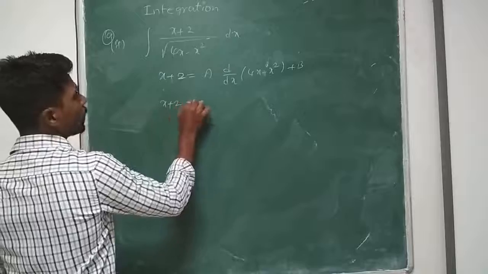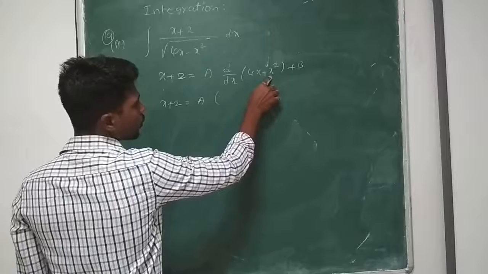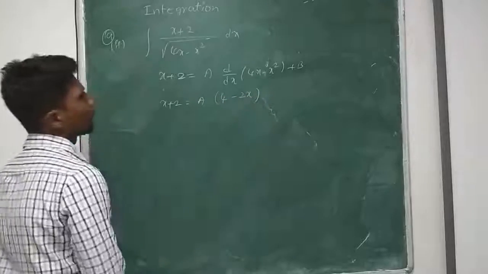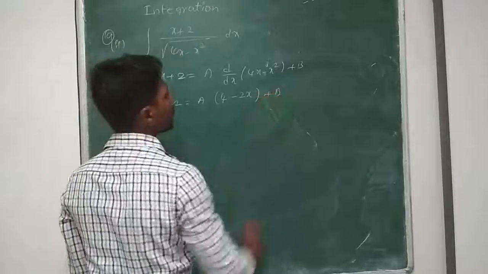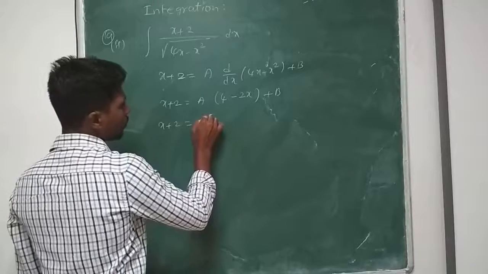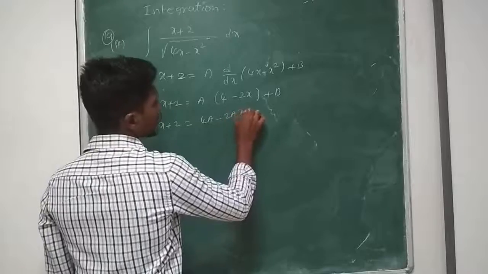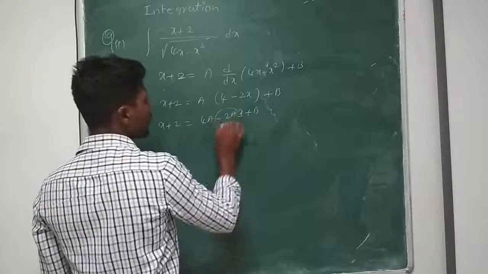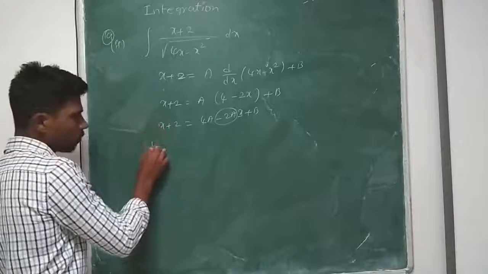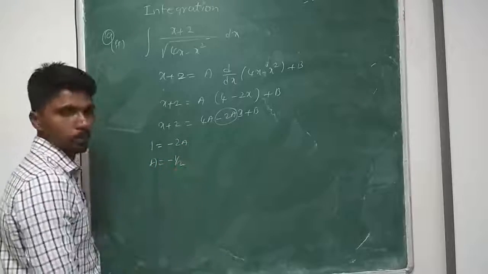Now x plus 2 is equal to a into d by dx of (4x minus x square), plus b. d by dx of 4x minus x square is 4 minus 2x. So x plus 2 is equal to a into (4 minus 2x) plus b, which is 4a minus 2a x plus b. So the x coefficient is minus 2a, which is equal to the x coefficient. Here 1 is equal to minus 2a, then a will be equal to minus 1 by 2.